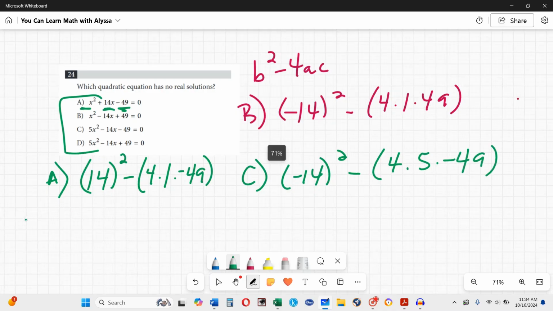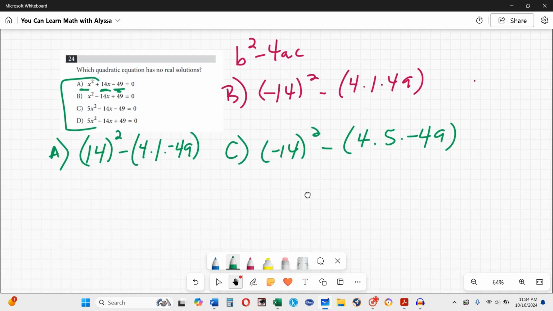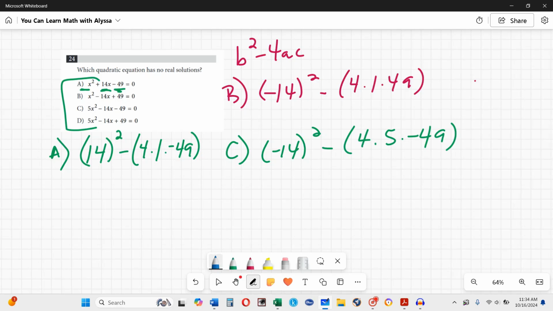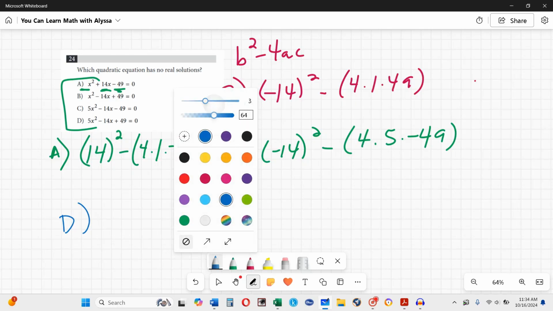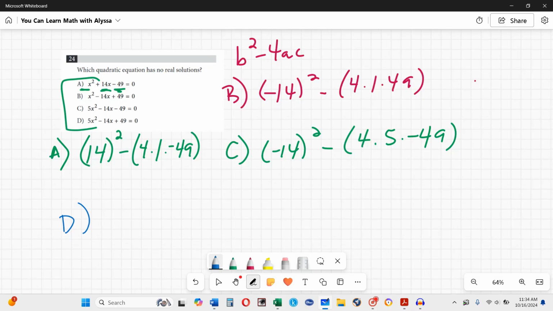And then last but not least, I wrote this so weird. Sorry about that. I don't know why I did it that way. We have d down here. Let's make that a little darker. Okay, and so d is going to be negative 14 squared, there's my b squared, minus 4 times 5 times 49.